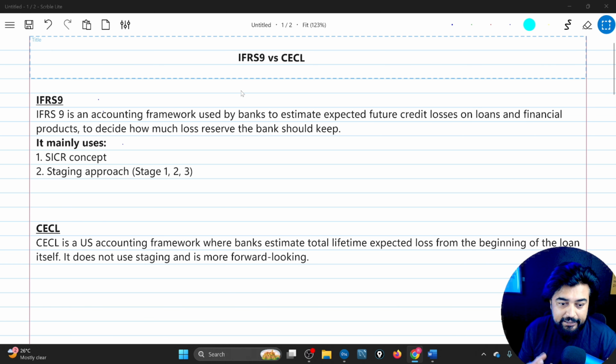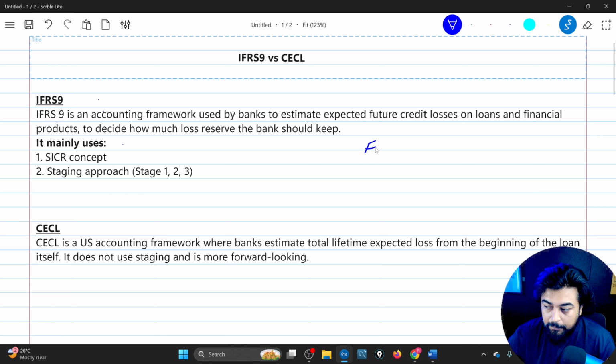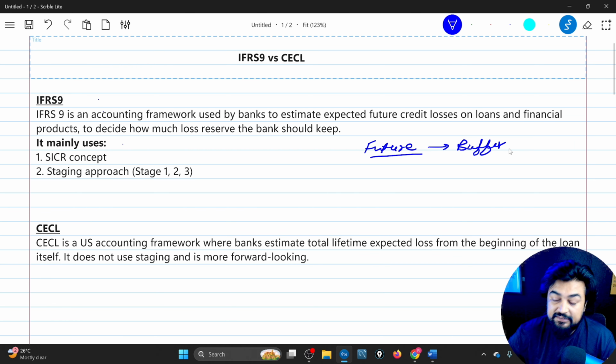So if your customer can default, you need to make sure of the conservation buffer amount you need to keep in your pocket if they default, so that the other people who have invested in your bank, savings account, current account, their functionality should not be affected. So in short, banks try to predict future losses in advance. That's the simple logic here. It's a future-based approach which helps the bank to keep a buffer. What is a buffer? Buffer is the money. That is one thing you should always remember.